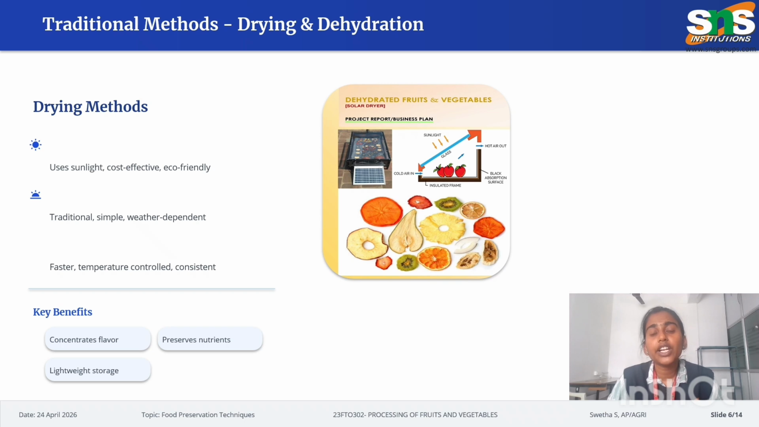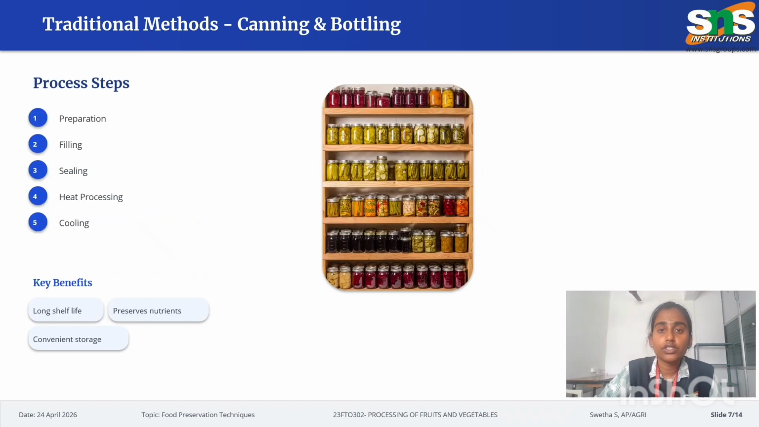As I already mentioned in the previous slides, drying and dehydration are traditional methods. In drying, sunlight is used directly, and it is a cost effective, eco-friendly, and very simple method, but it mainly depends on the weather. Mechanical drying is faster, temperature controlled, and a consistent method. It also has benefits like concentrating the flavor, preserving nutrients for longer life, and very lightweight storage.